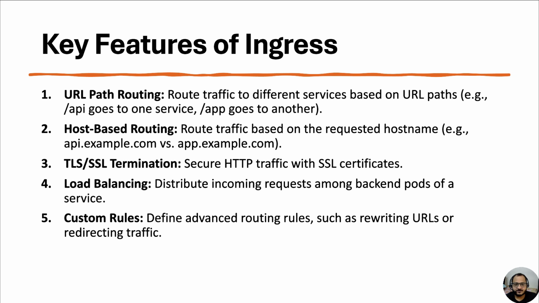Another one is host-based routing. Here, the traffic coming from the ingress controller is routed based on the host name. The third feature is TLS and SSL termination. If you want to use an HTTPS or SSL certificate to secure your application, you can utilize this feature as well. The fourth one is load balancing: distribute incoming requests among the backend pods of a service. And the fifth one, custom rules.